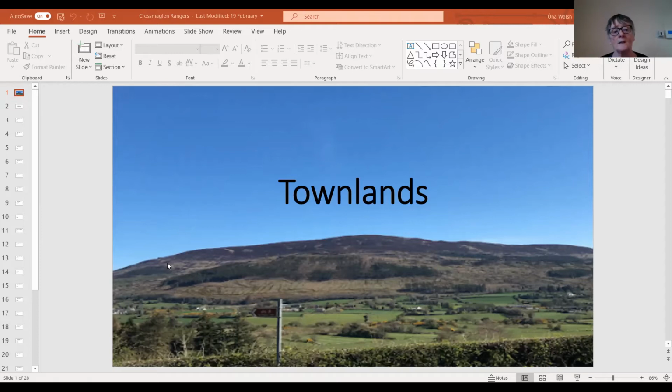So all of our historical data is in the boundaries of our townlands. If you want to do any type of historical research, all you need to know is your townland, and that will give you access to doing that research.